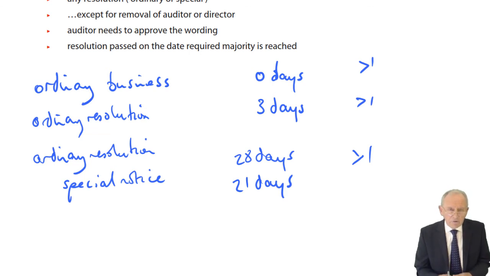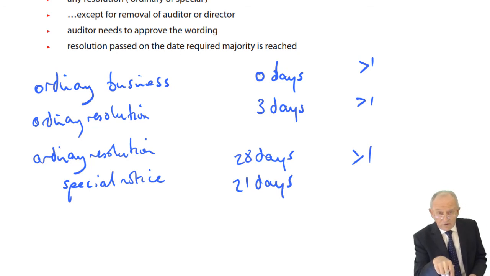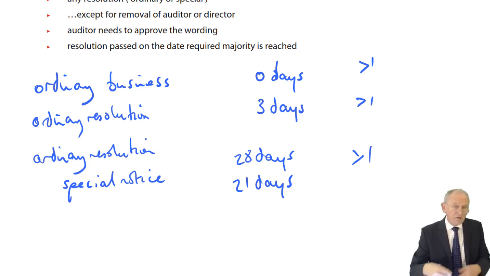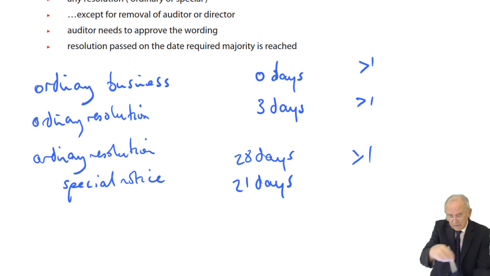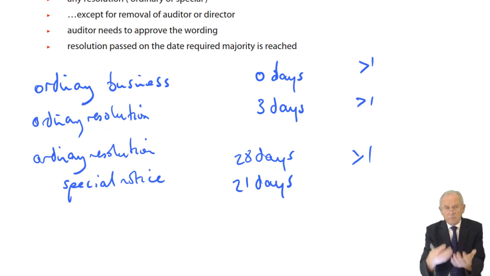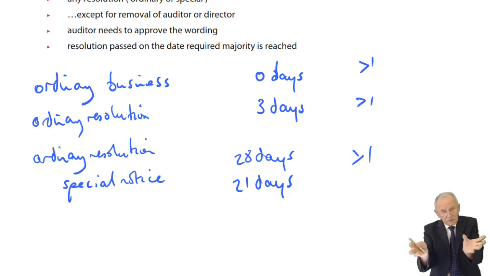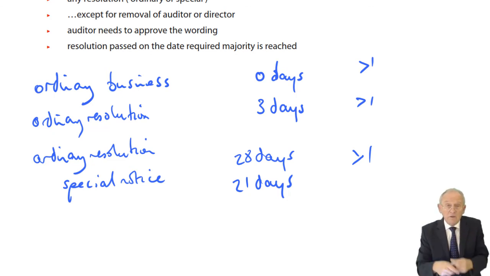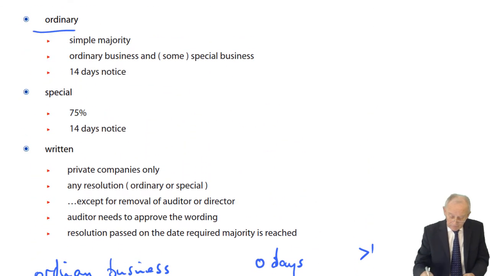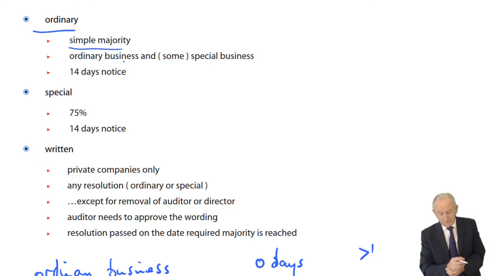If it's an ordinary resolution special business requiring special notice, then 28 days notice has to be given to the company at the registered office. Immediately, that notification is given to the affected director or auditor. They have 7 days in which to submit their written representations to the company, and the company secretary will then distribute these written representations together with the notice of the meeting and maybe the financial statements as well. Depends what sort of meeting it is. Okay, that's ordinary resolutions. Simple majority, one more vote in favour than votes against.